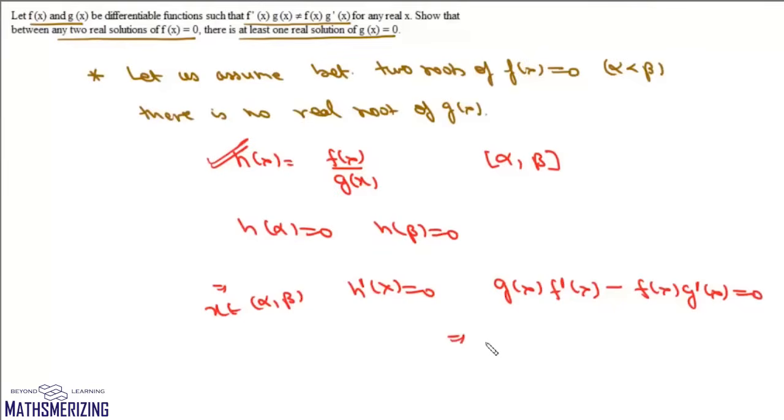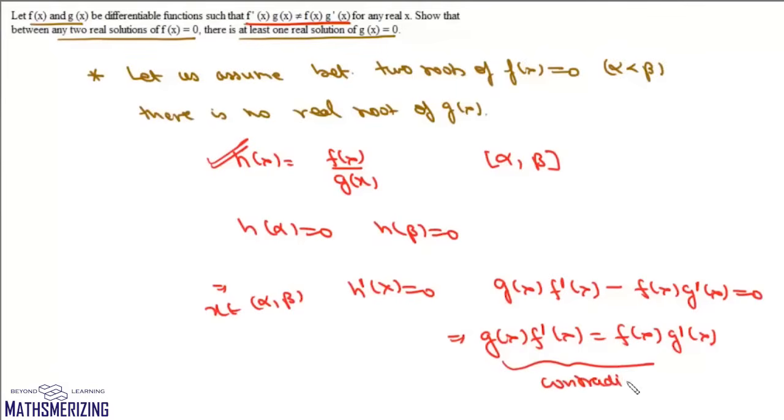So from here we get this condition that g(x) into f dash x is equal to f(x) into g dash x. But in the question it says f dash x into g(x) is not equal to f(x) into g dash x. So there is a contradiction. So from the contradiction we can say that in between two roots of f(x), there must be at least one real root of g(x) equals 0.